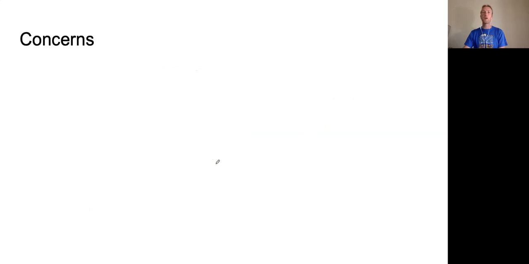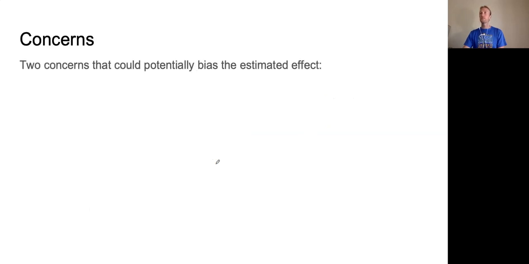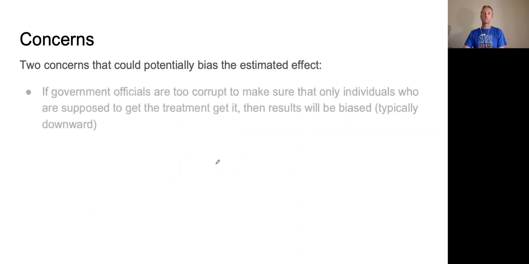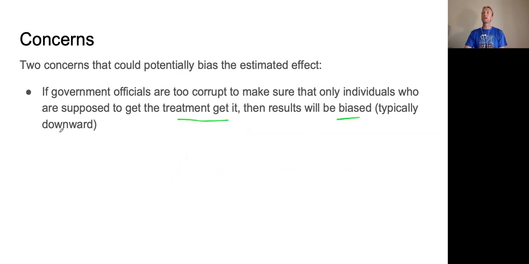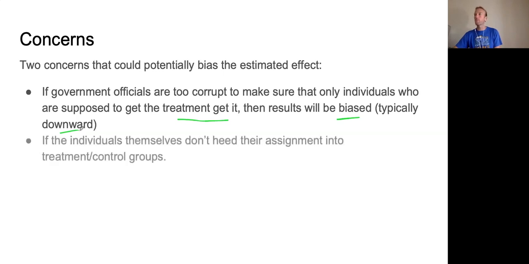All right, so what are some concerns that could potentially bias the estimated effect? This is just being real about what happens if you try to run an RCT in a developing world country. If government officials are too corrupt to make sure that only individuals who are supposed to get the treatment get it, then results will be biased, and it's typically downward. Imagine if the treatment is some sort of cash transfer program and only people in the treatment group are supposed to get it and the control group are not. Well, lots of people are going to want to be in the treatment group. They might try to get the treatment even if they're not in the treatment group.